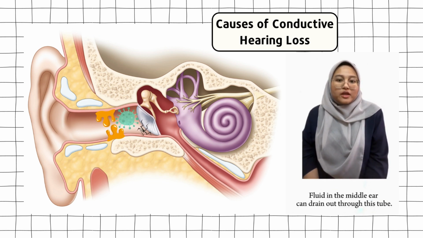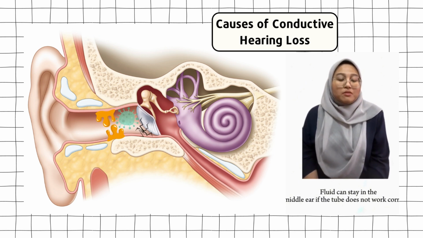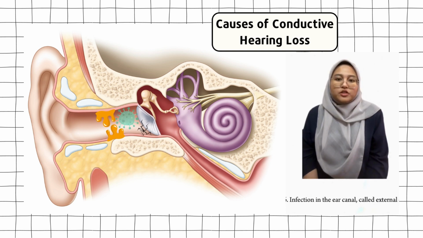Fluid in your middle ear can drain out through this tube, and fluid can stay in the middle ear if the tube does not work correctly. Number 4, a hole in the eardrum. Number 5, earwax or cerumen stuck in your ear canal. Number 6, infections in the ear canal called external otitis, and you may hear this called swimmer's ear. Number 7, an object stuck in your outer ear. An example might be if children put a foreign body in the ear when playing.